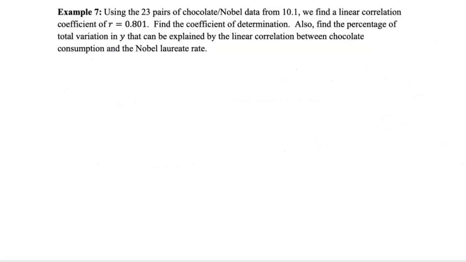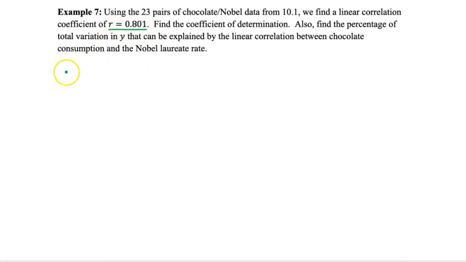So example 7 says, using the 23 pairs of chocolate Nobel data from 10.1, we find a linear correlation coefficient of r equals 0.801. So this is what we found in the last few videos. Find the coefficient of determination. Also find the percentage of total variation in y that can be explained by the linear correlation between chocolate consumption and the Nobel laureate rate. And so this is what we're going to do.